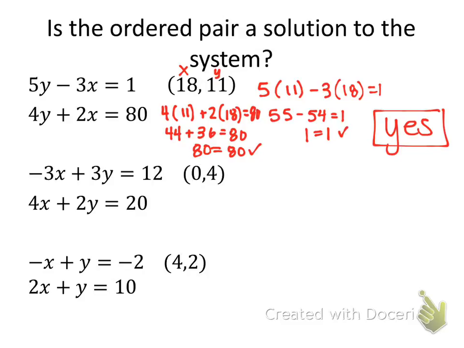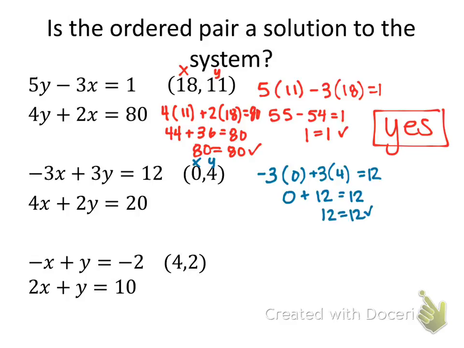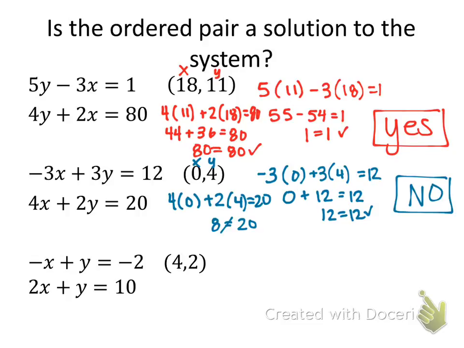Okay, so we go to do the next one. We're going to do the exact same thing. Negative 3 times 0, because I'm just replacing the x with a 0 and the y with a 4, plus 3 times 4 equals 12. So 0 plus 12 equals 12. 12 does equal 12, so I know that one works out. Let's do the next one. 4 times 0 plus 2 times 4 equals 20. So I know 8 does not equal 20. Now, since one of them is yes and one of them is no, the whole answer is no, because it's not a solution to the system. The system would be both of them.